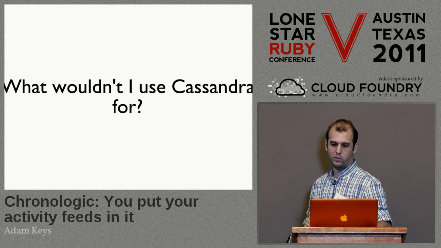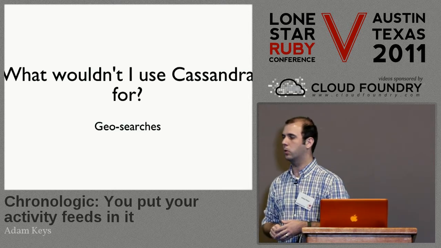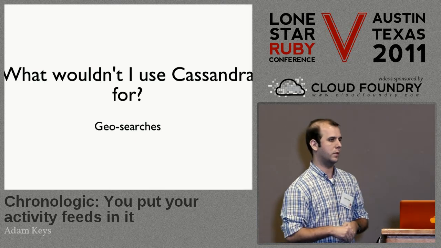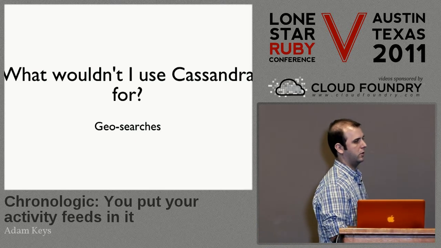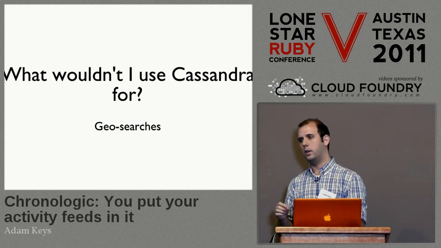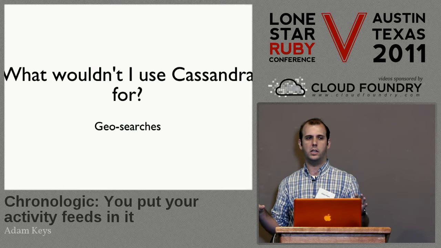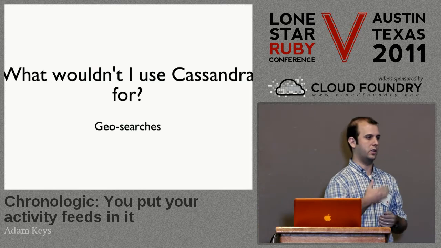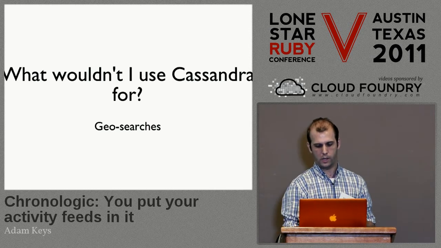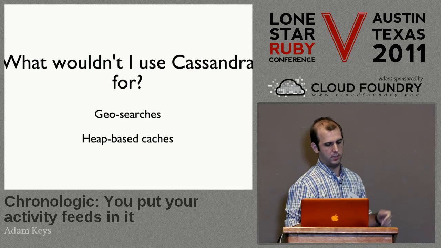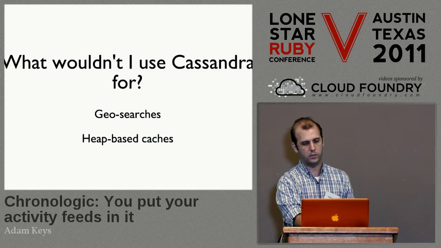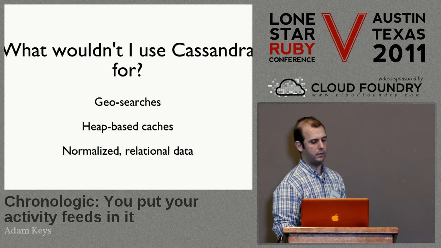So what would I not use Cassandra for? Some things it's just not great for. Geo searches, location searches. I am completely fine with continuing to do that in something like Solr. There is a way to do the data structures you need for geo searches in Cassandra. That's what Simple Geo is doing, but I don't want to go understand those algorithms. Heap-based caches. Memcache is great. Twitter, in fact, runs Memcache on their Cassandra servers. No need to replace that.